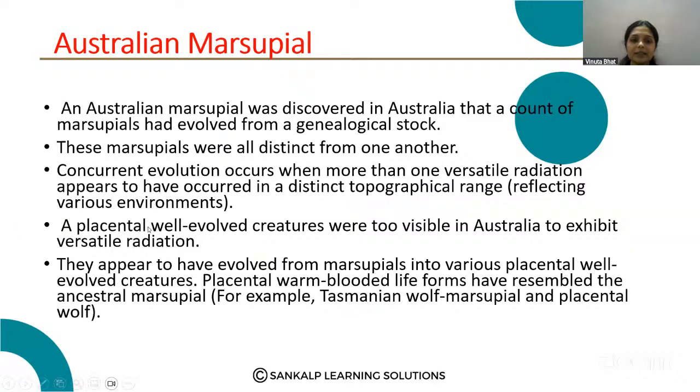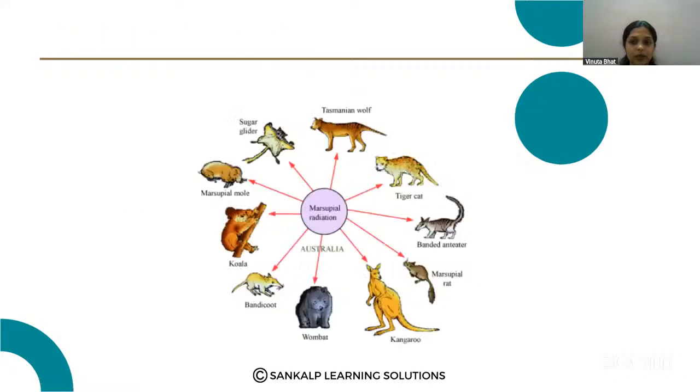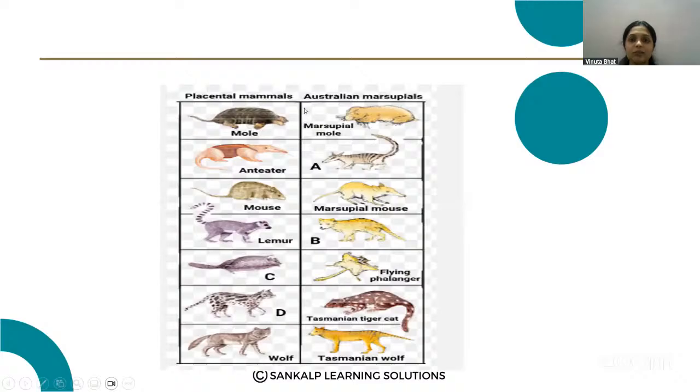Here, placental, well-evolved creatures were also visible in Australia, exhibiting versatile radiation. They appear to have evolved from marsupials into various placental, warm-blooded creatures. Placental, warm-blooded life forms resemble the ancestral marsupial. For example, the Tasmanian wolf, a marsupial, and the placental wolf. So you can observe the similar features in placental mammals and Australian marsupials.